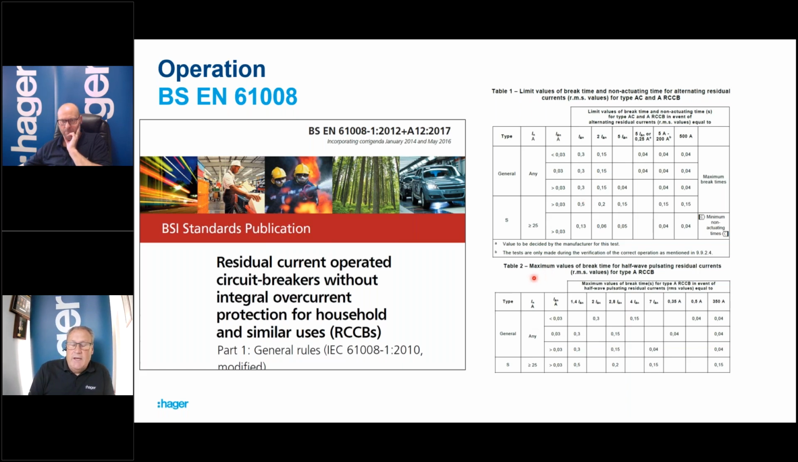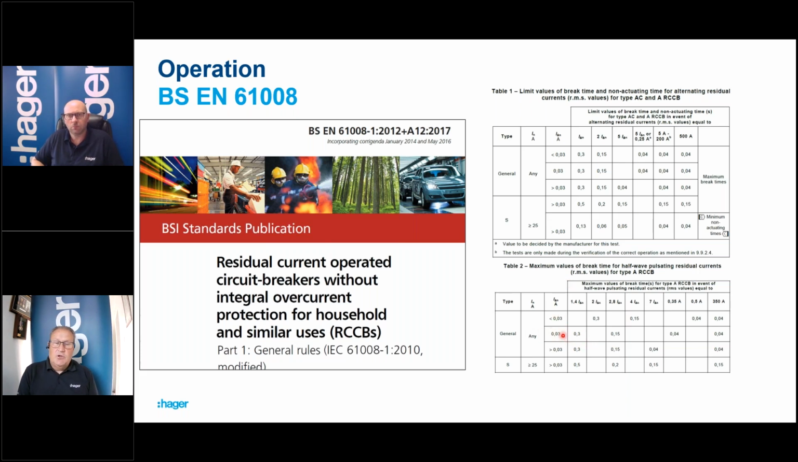Now, when type A devices became the common device, if you like, what we were doing there is changing our setting of our machine to the type A setting. And what that was doing, that was injecting a pulsating residual current. Now, pulsating residual current was relevant to table 2 in the standard. Now, table 2 in the standard gives us similar values, but actually slightly different.